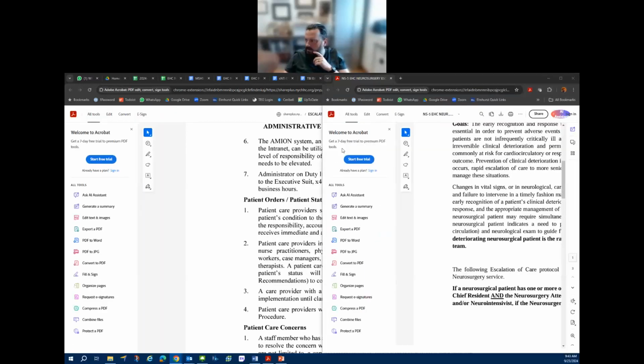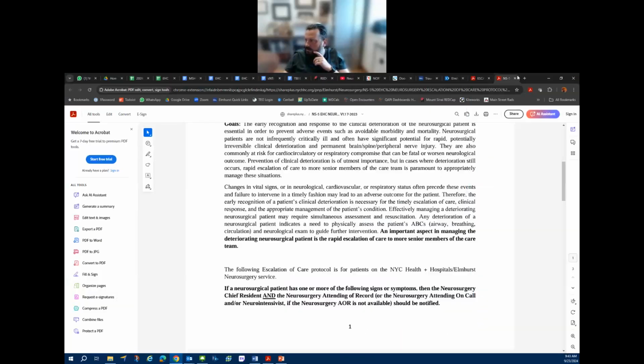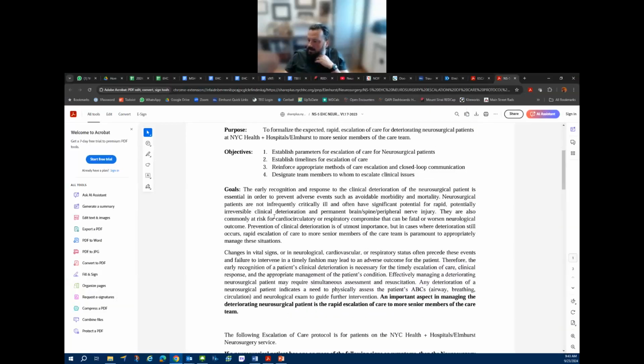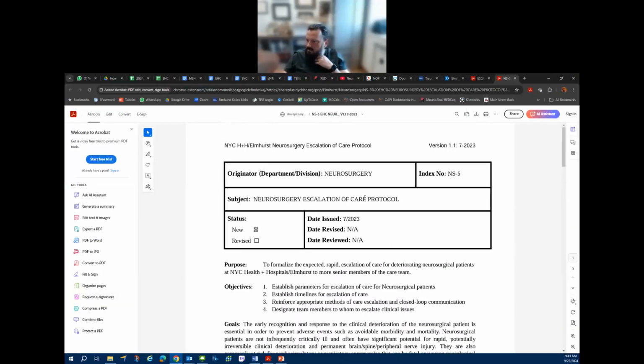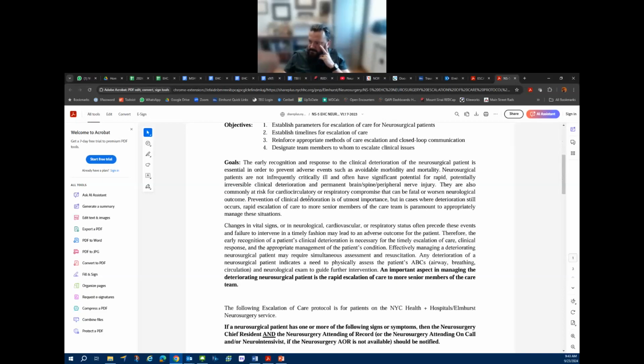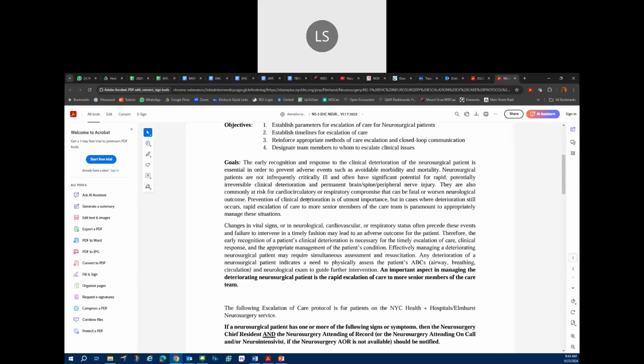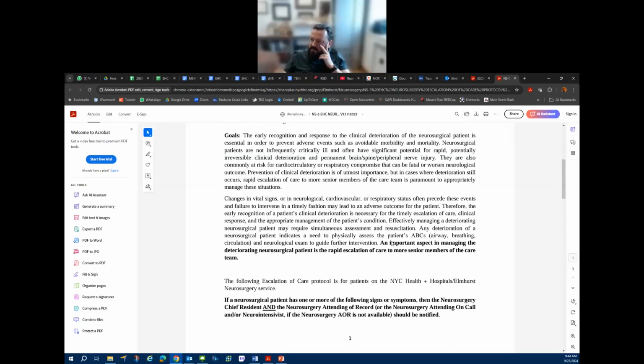Oh, sorry, I may have gotten rid of that, because I moved the screen. So let me put it back here. Can you guys see this escalation of care protocol? Am I sharing it properly? Yes. Yep. Okay.